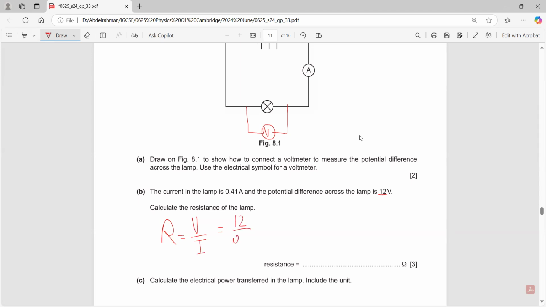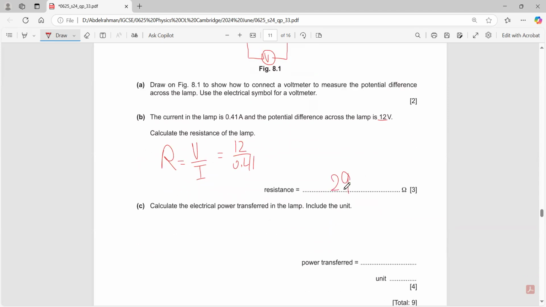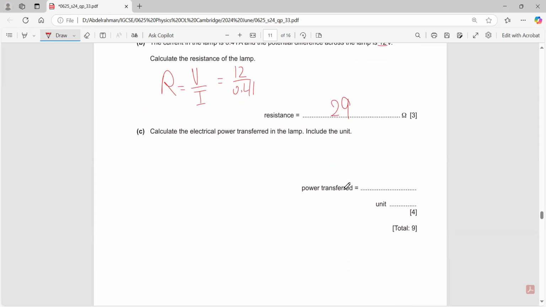12 over 0.41 is 29.2. Yes, 29.2, or you can just write it down as 29 ohms. Calculate the electrical power. What is the power? What's the equation? Power equals VI.